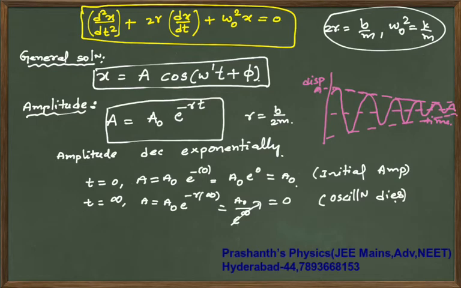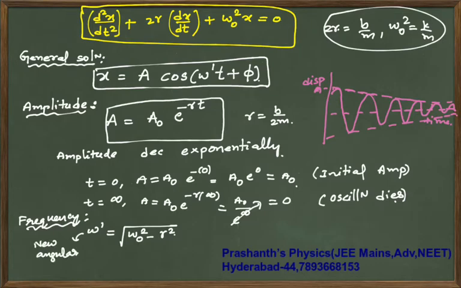Now coming to the frequency part, this is important. I have written it as some omega dash. What does this omega dash mean? Omega dash is under root omega naught square minus gamma square. This is your new angular frequency. And coming to the time period, T dash is equal to 2 pi by omega dash.